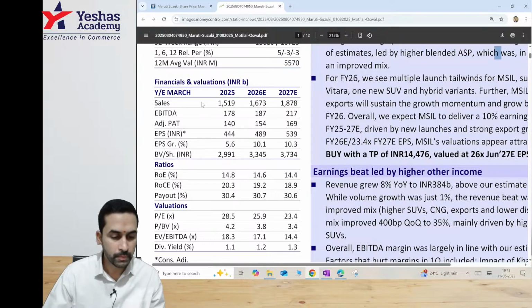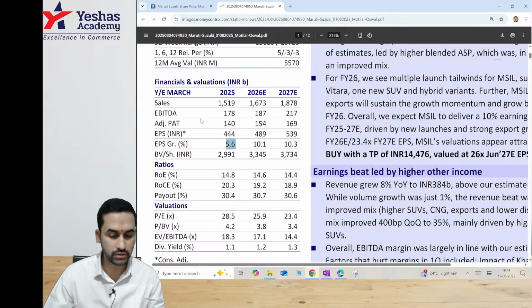Now, 1519 is the same. 2026 E means estimate. Wherever you see capital letter A, that is actual, E is estimate. They're estimating next 2 years turnover to be 1673 and 1878. And then they have done EBITDA calculation, earning before interest, tax, depreciation, and amortization. I have told you this in the class. 178. Then they have done PAT 140, EPS, earning per share 444 rupee.